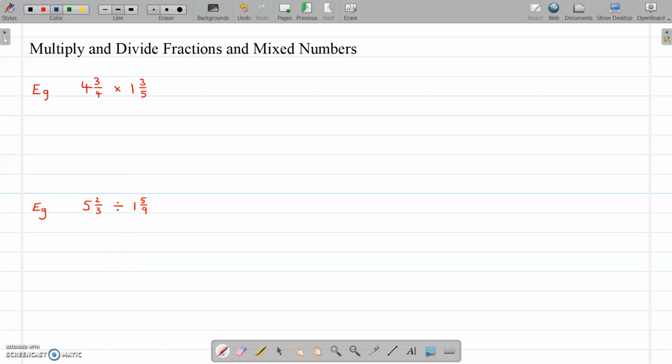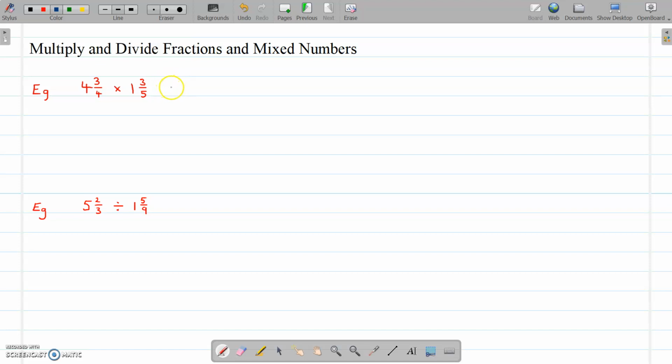Okay, welcome to this video where we're going to look at multiplying and dividing fractions and mixed numbers. I'm actually going to use mixed numbers in both cases, because if you can do this with mixed numbers, you can do it with ordinary fractions less than 1. All right, so the first thing I'm going to do is turn these into improper fractions.